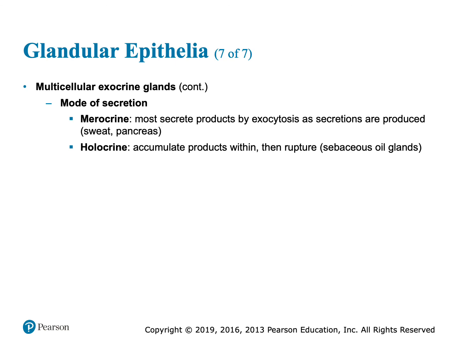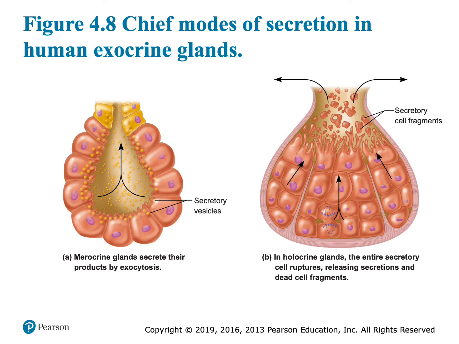So in this picture right here, these cells are busy making little vacuoles full of whatever. Let's say it's a pancreatic enzyme, and the enzymes are going to exocytose into a duct, which is going to go this way, maybe join more ducts, and eventually make it onto the surface of some sort of mucous membrane. In this one, these cells are dying. They're just breaking like a water balloon, and so all of their product is going into the duct along with all the cellular debris.